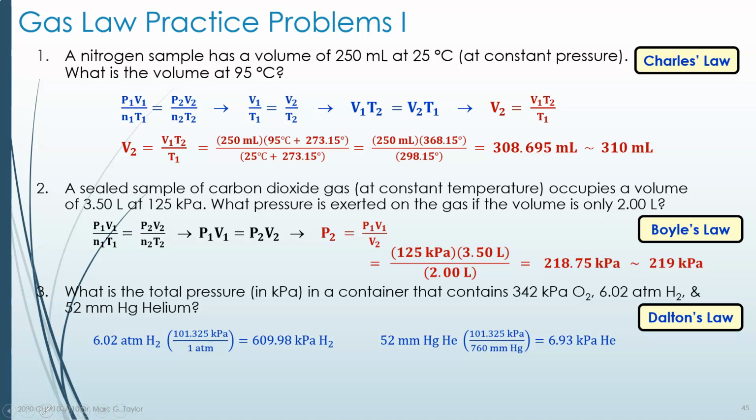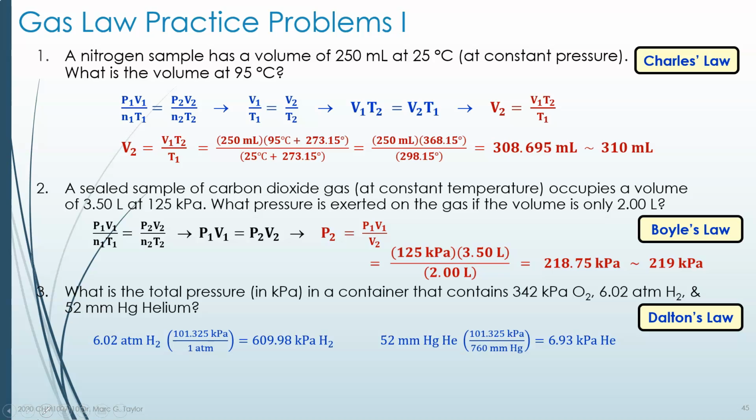Now you'll notice with the hydrogen it's a straightforward conversion. We know that 1 atmosphere pressure is the same as 101.325 kilopascals, so we can make a conversion factor that has atmospheres on the bottom, since that's what we're eliminating, and kilopascals on the top, because that's the unit we want to create. So we end up getting 609.98 kilopascals of hydrogen. Notice I'm not rounding the number just yet. We want to avoid rounding errors, so we don't round until the end of the problem.